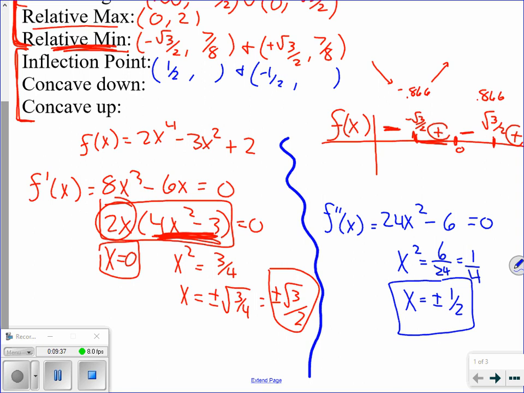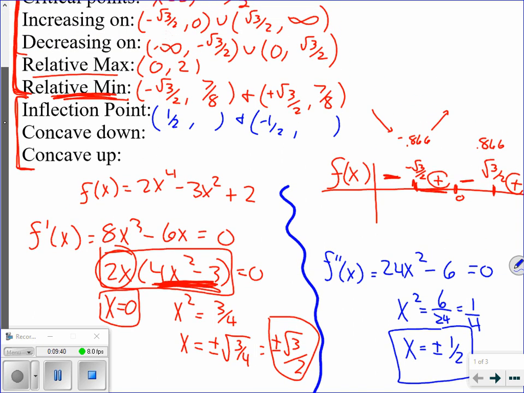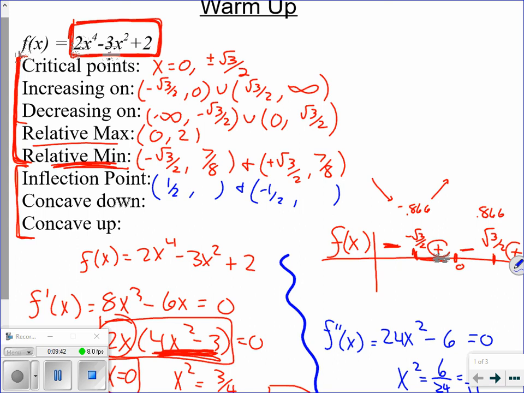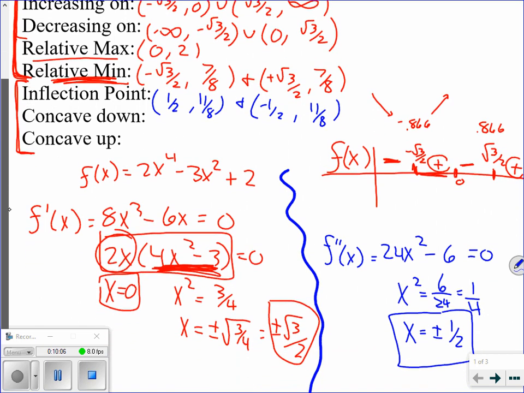Well, okay, I guess we can go ahead and do that now. If I want to know the y values of my inflection points, just go ahead and plug those again into your f of x equation. I'll give you a second to do that now, but I'll go ahead and give you what those values are. I'm getting 11/8 for both of them. Okay. All right. So we got our inflection points.